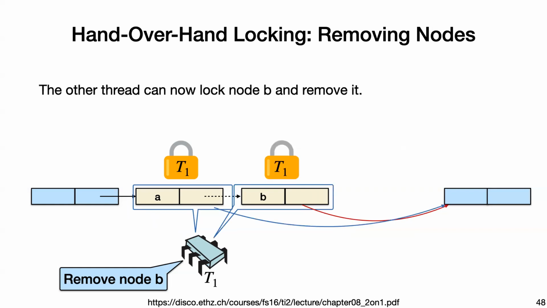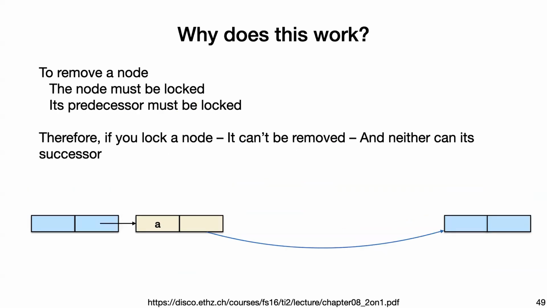Yeah, good. So that is hand over hand, and that's kind of the most straightforward fine-grained synchronization method: you just grab, you release previous, and then you grab next. So that's why it's called hand over hand.